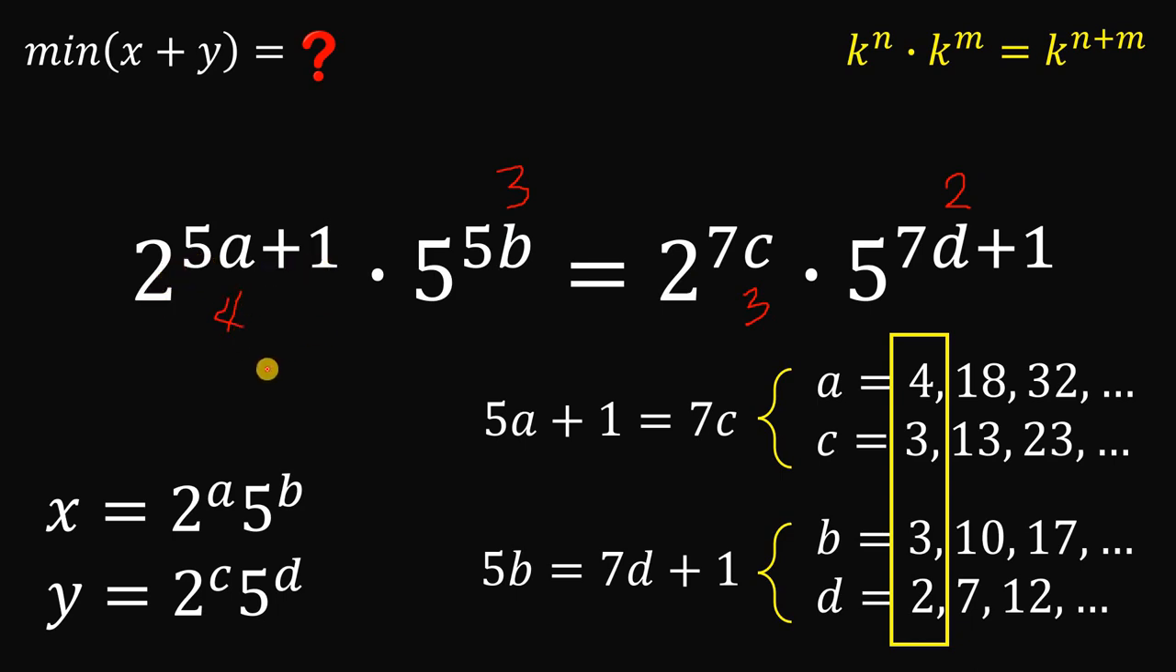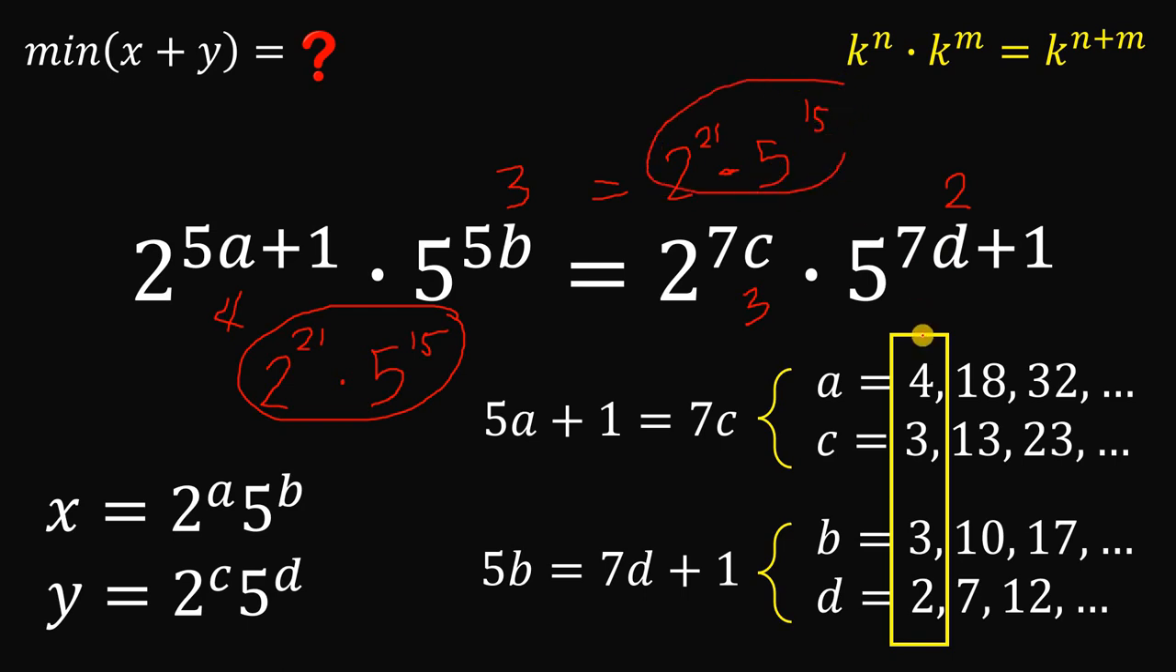2 raised to 5 times 4 plus 1, or simply 2 raised to 21, multiplied by 5 raised to 5 times 3, which is 15, so this is just 5 raised to the power of 15. Now, the right-hand side must be equal to 2 raised to 7c, or 7 times 3 is 21, so we have 2 raised to 21, multiplied by 5 raised to 7 times 2 is 14, plus 1 is 15, so 5 raised to the power of 15. Take note that they are the same thing.